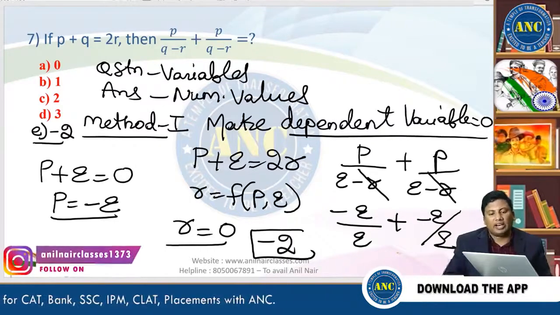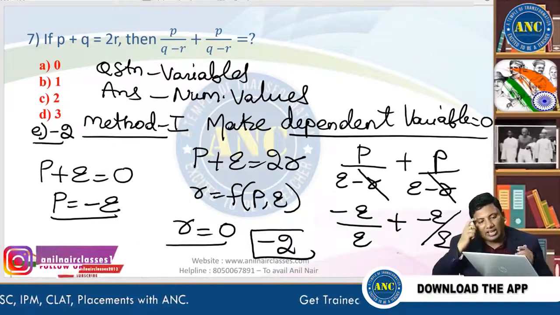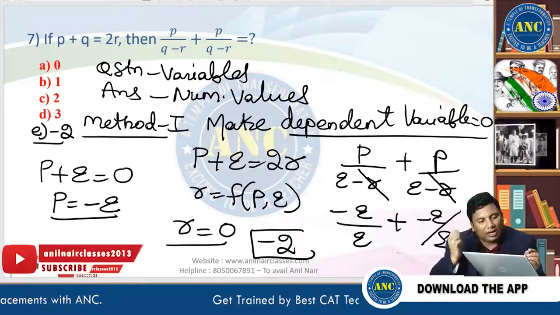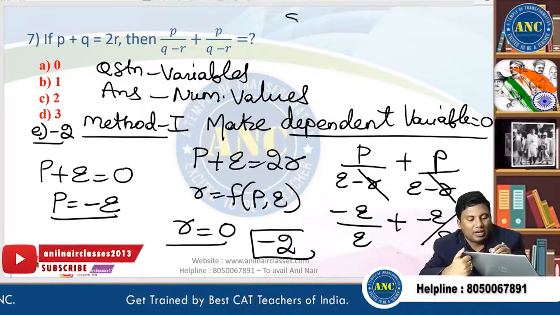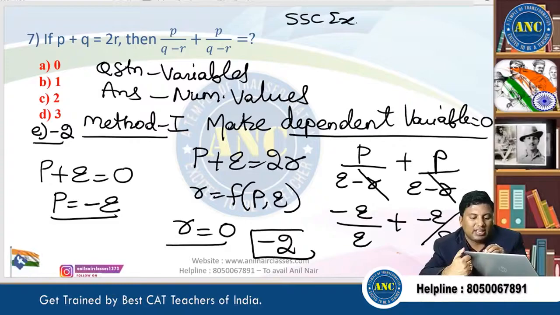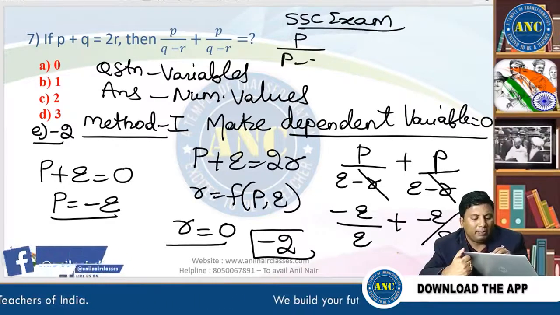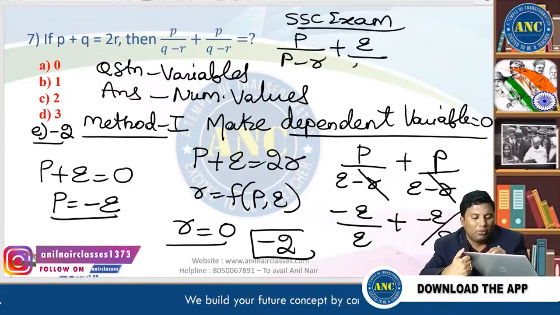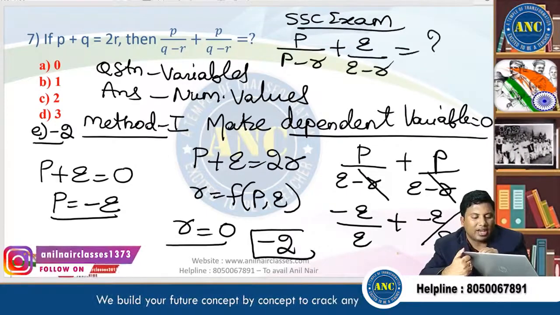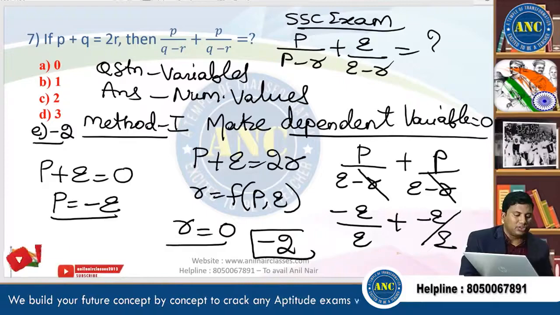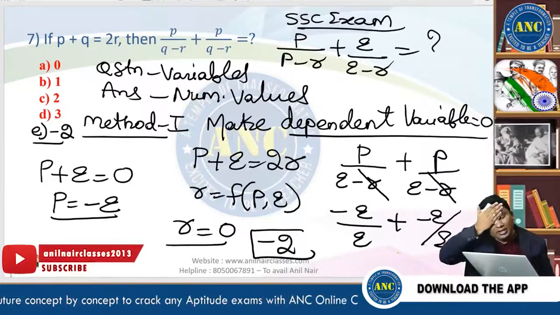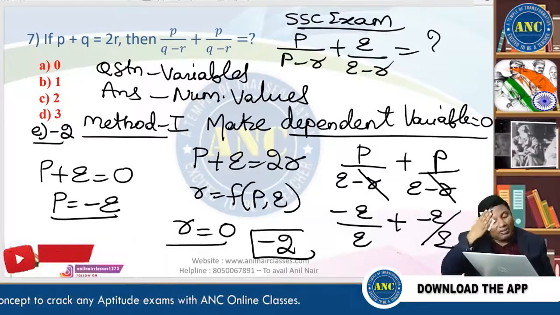I hope it is clear, right? There is a small mistake in this question. Not a mistake. In the actual SSC exam, the question is like this: P by P minus R plus Q by Q minus R. This is the actual question. I have changed the value in this question, so what will be the answer?